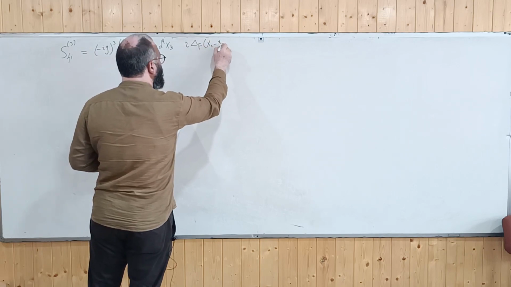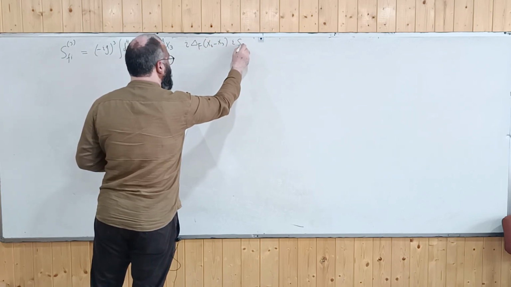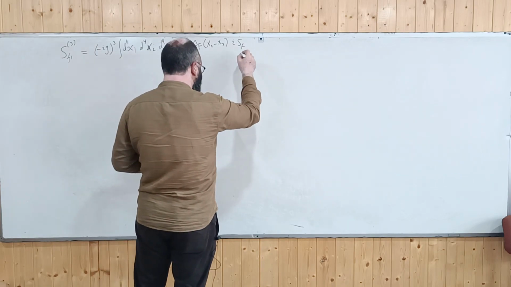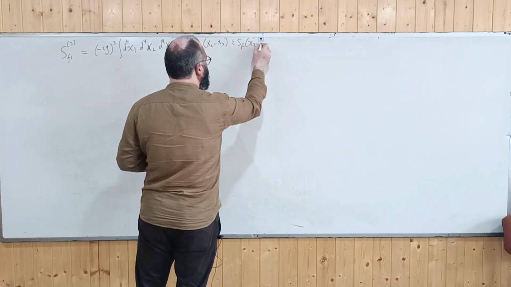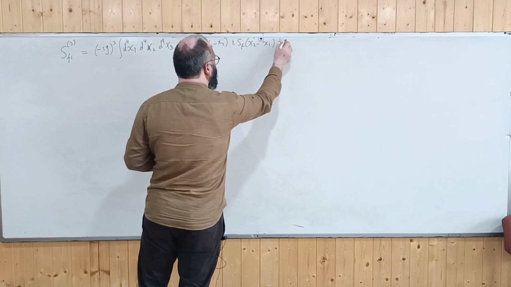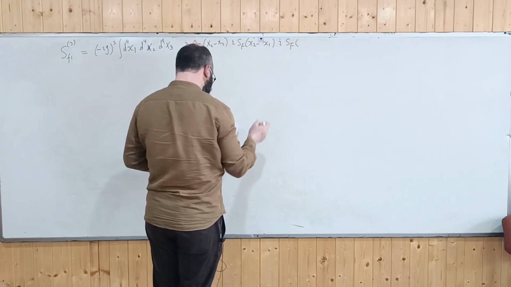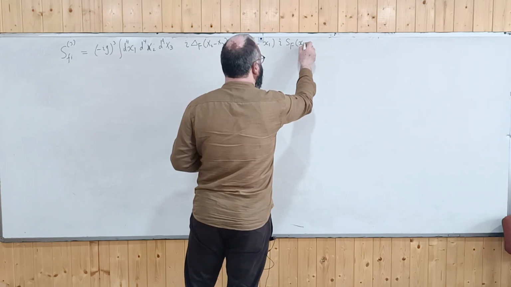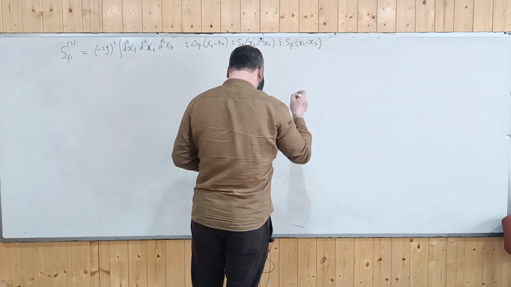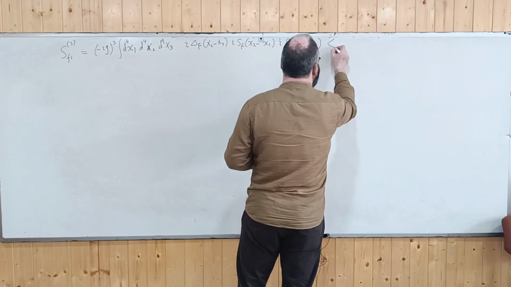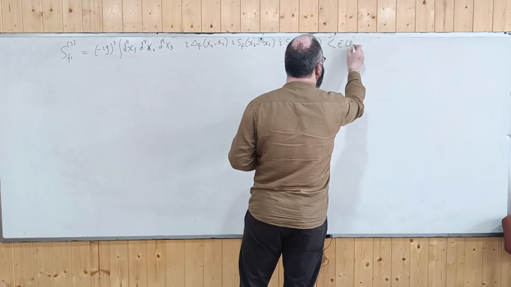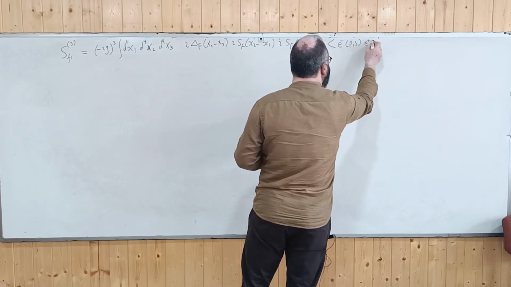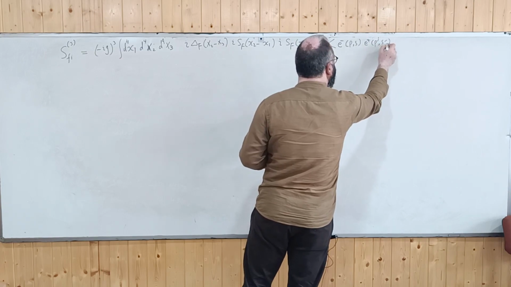i S_F(x2 minus x1). Okay, then we have this propagator i S_F(x1 minus x3). Okay, so then we had this kind of factor, so this e minus p s, e plus p prime s prime.